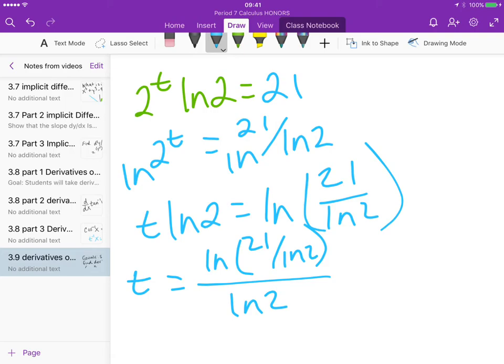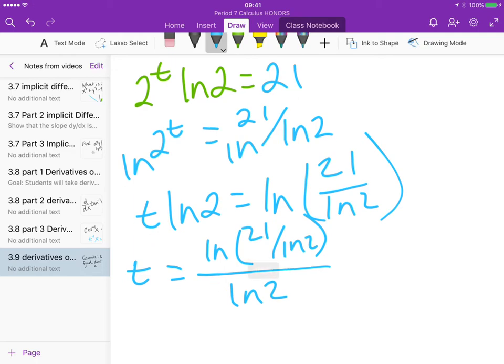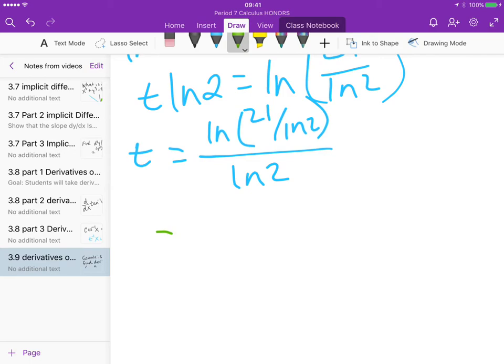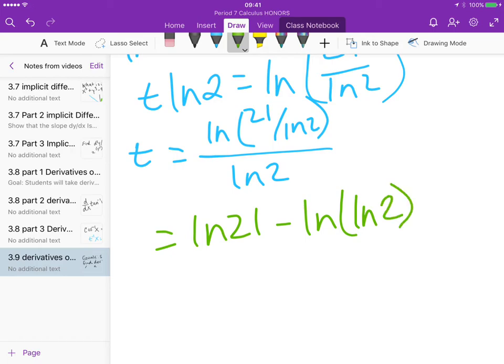Now, don't get confused here, guys. There's a lot going on in this particular problem. But just think about what we know about our properties of log. This is the natural log of a division problem, right? So this is really just subtraction of the numerator and the denominator. So this is really just going to be the natural log of 21 minus the natural log of 2. And that's all still divided by the natural log of 2 as well.